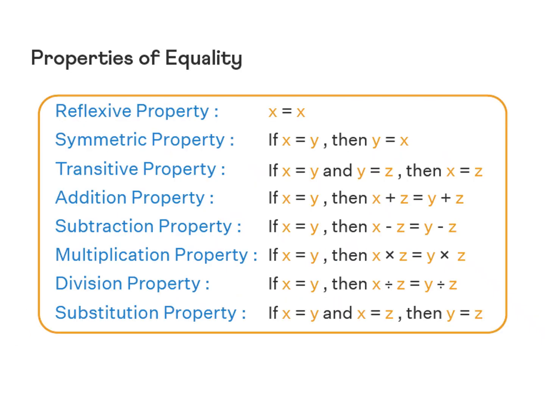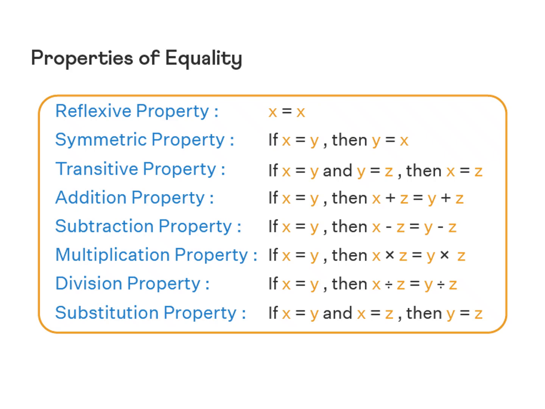Here are a few algebraic properties that you've learned in the past. Just a refresh. Reflexive, x equals x. So you'll see that when you're saying something is congruent to itself. Symmetric property, if x equals y, then y equals x. The transitive property, if x equals y and y equals z, then x is equal to z.